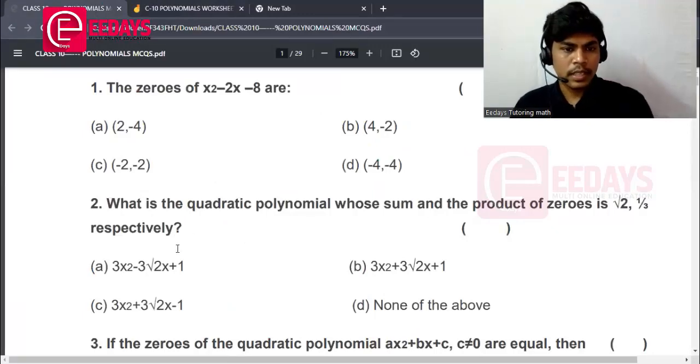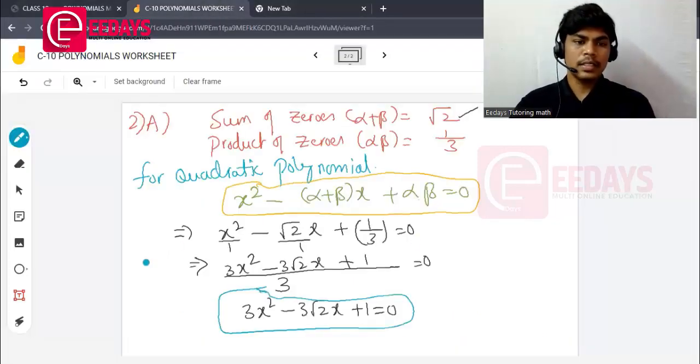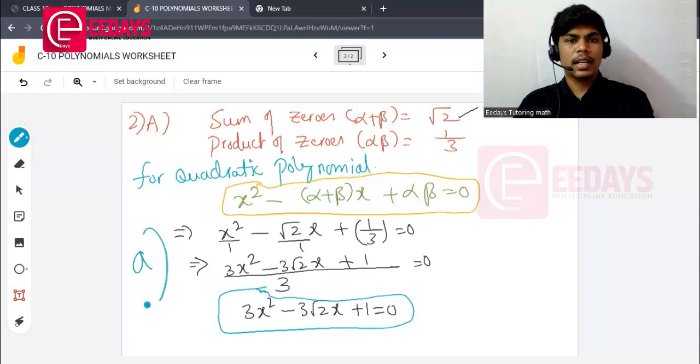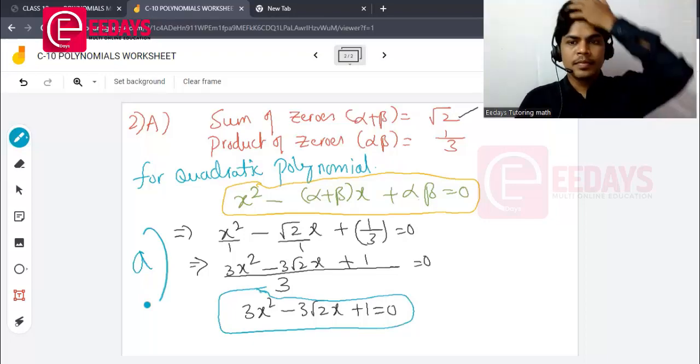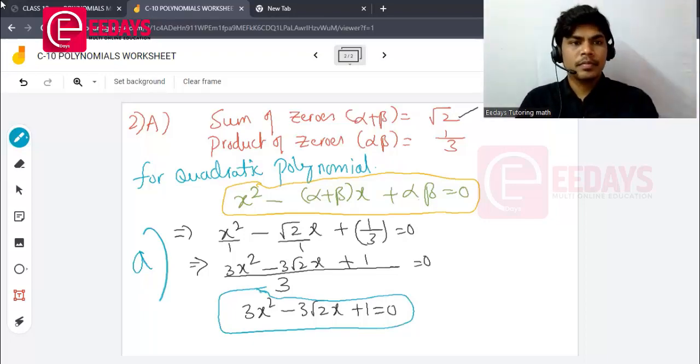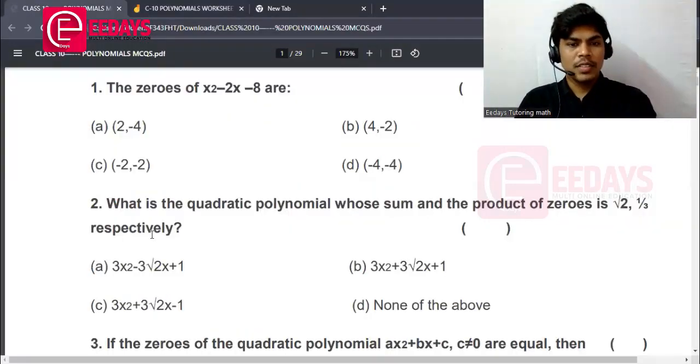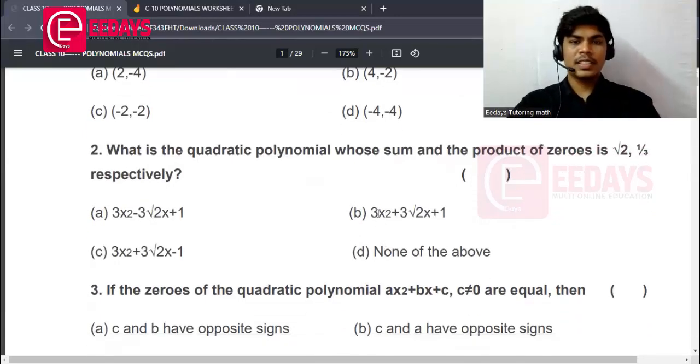Let's see which option is correct. 3x square minus 3 root 2x plus 1 is equal to 0. I think option A is the correct answer. Option A is the correct answer. Understood everyone? Easy or not? You just check the other options: 3x square plus 3 root 2x plus 1, and 3x square plus 3 root 2x minus 1.